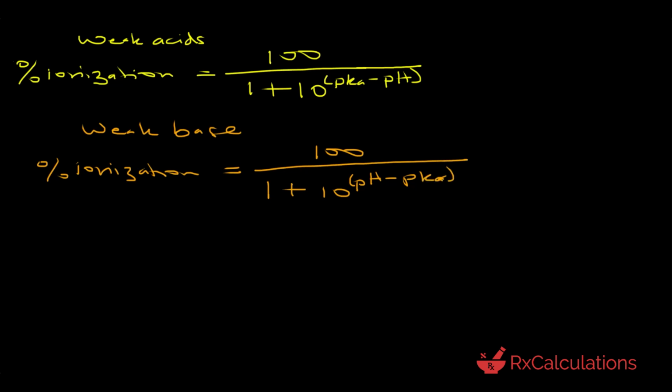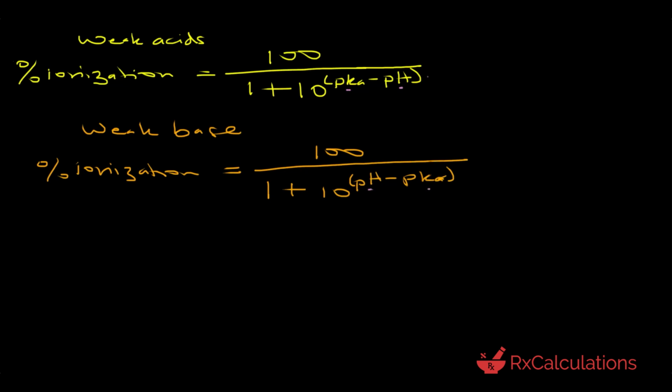So the equations look very similar. The difference is the expression in the exponent. For weak acids, it's pKa minus pH, and for weak bases, it's pH minus pKa. That's important to have stenciled in your mind.